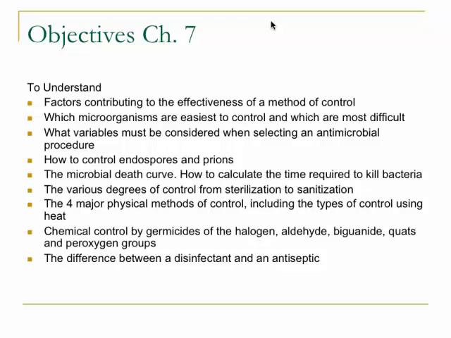I want you to understand all of the factors that contribute to the effectiveness of a method of control. It's not just the type, but the number one reason is the type of microbe. And the scale from easiest to control to most resistant to means of control, as far as what types of microorganisms are the most challenging to control. And we should already have an idea of that from the results of our disinfectant experiment.